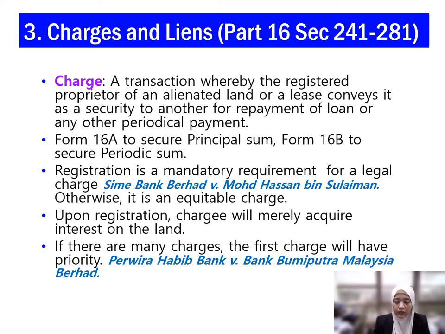If there are many charges, the first charge will have priority. So on one land, you may have many charges, a few charges, three charges for instance. Charge 1 to UMBC, charge 2 to CIMB, charge 3 to Maybank for instance. So the first charge, UMBC, will take precedence, will get priority over the other two banks. If, in the case of non-payment of loan for instance, there's an auction on the property, you receive a certain amount of money from the auction. Priority is given to the first chargee.